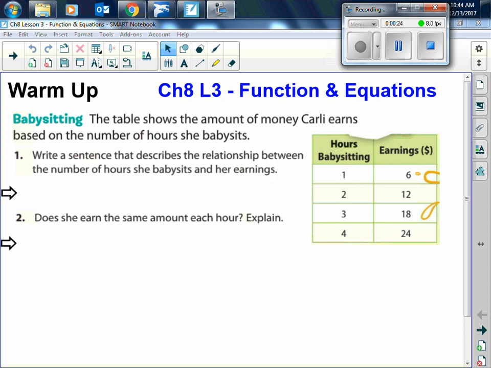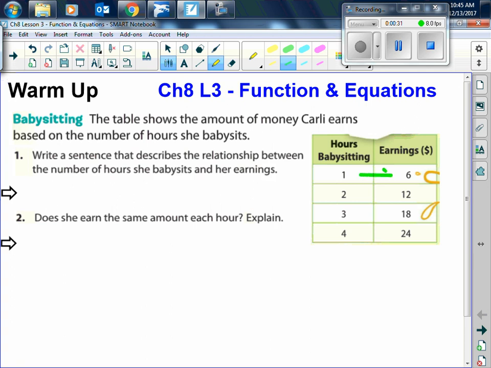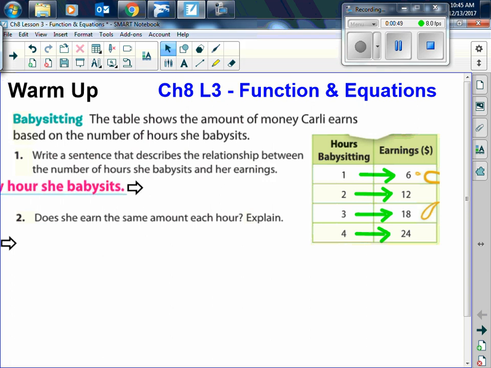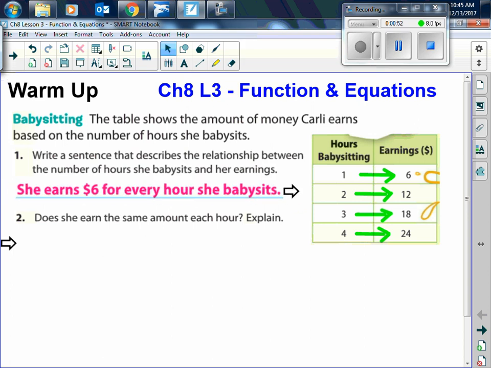So here, when we're looking at this relationship, how do I get from X to Y? How do I get from X to Y? Okay? So, how do I get from 1 to 6, 2 to 12, 3 to 18? What's happening? You're multiplying by 6. Very good. So here, you're going to write a sentence, right? She earns $6 for every hour she babysits.